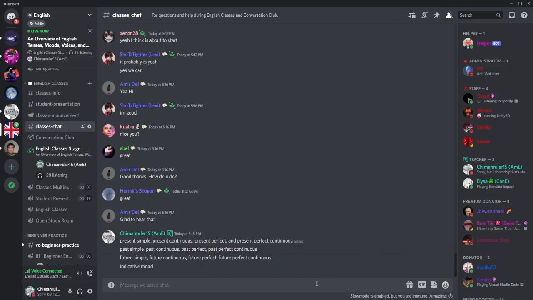And for the subjunctive mood, if you recall, we have 4 forms in the present tense: the present simple, present continuous, and let me add something here. And then present perfect, and present perfect continuous.